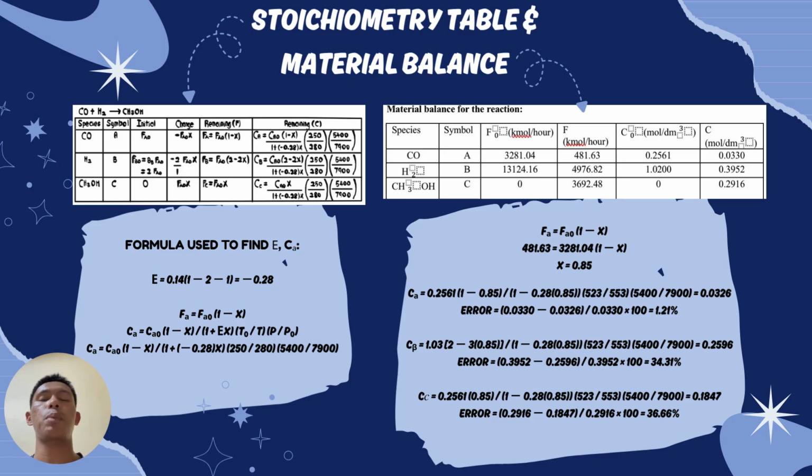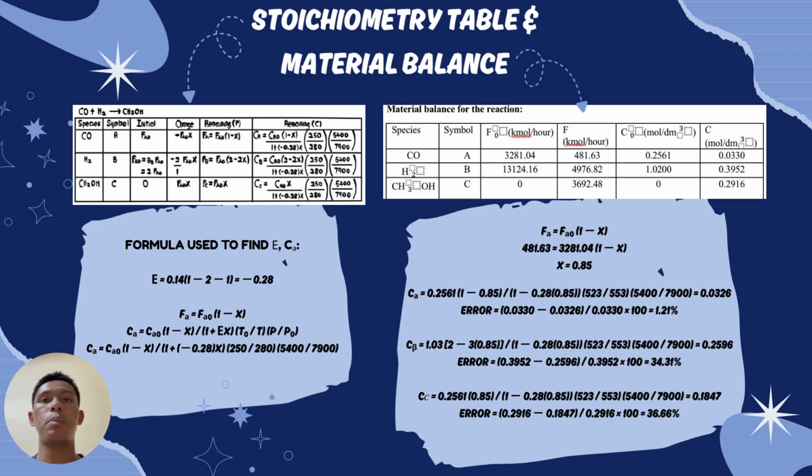Now, for the second part, the material balance for the reaction. From the table, we extract the values from the simulation. Now, we will calculate the conversion. We use the formula FA equal to FA naught in bracket 1 minus X, and after the calculation, we get the conversion 0.85, which is 85%.